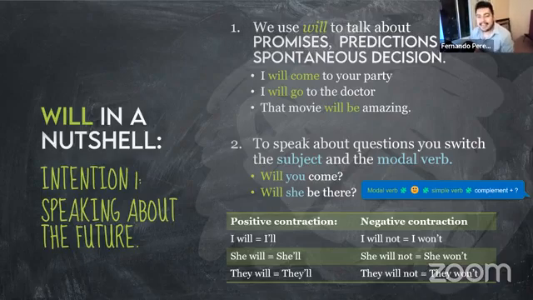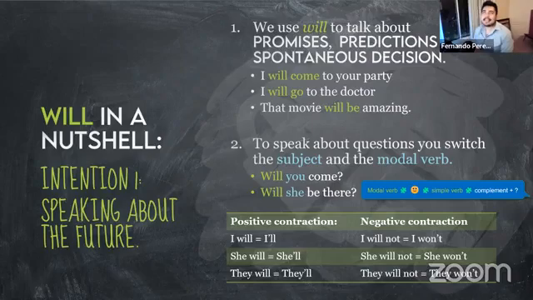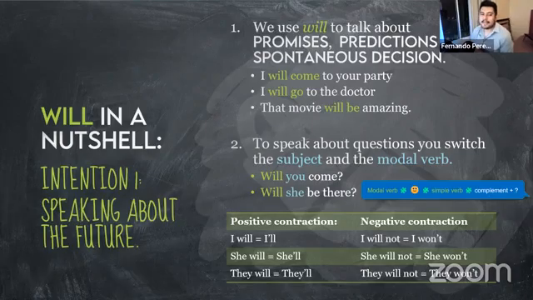Benji, give me a negative spontaneous decision. I won't help you change the wheel of the car. Okay. Eliminate can. Repeat. I won't help you. Eliminate can. Can is another modal verb. You cannot use two, only one.